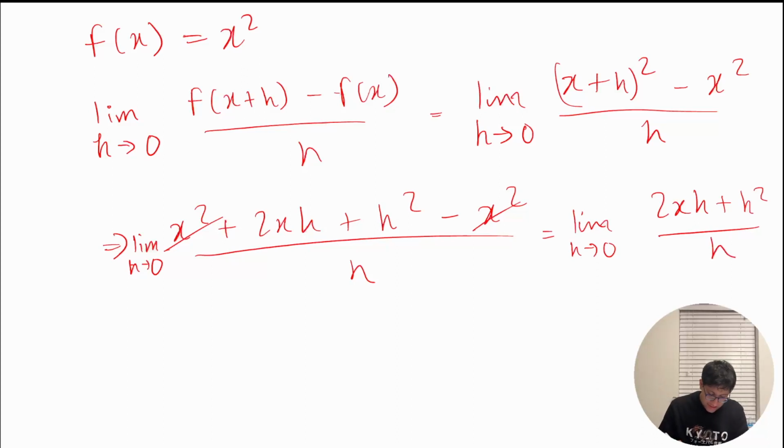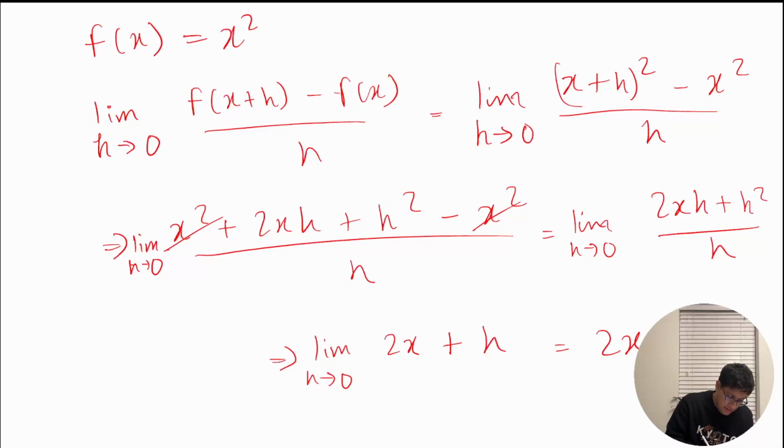So where this is going, obviously, is the limit as h tends to 0 of 2x plus h. As h is tending to 0, this whole thing will just be 2x. Therefore, the differentiation of x squared is 2x from first principles.